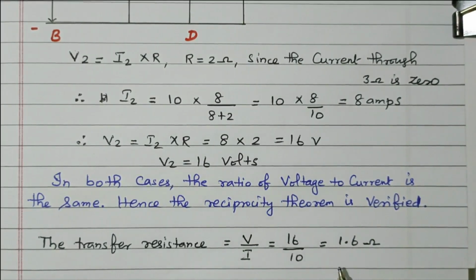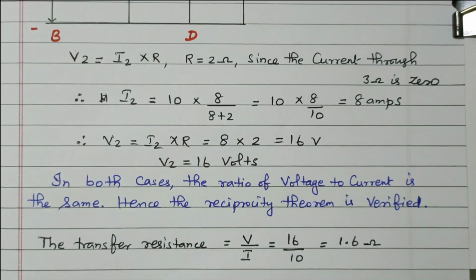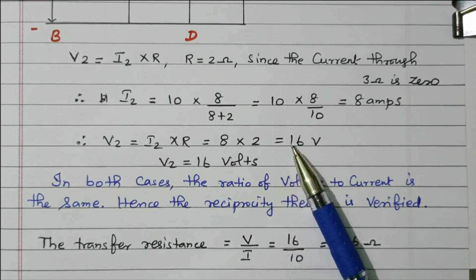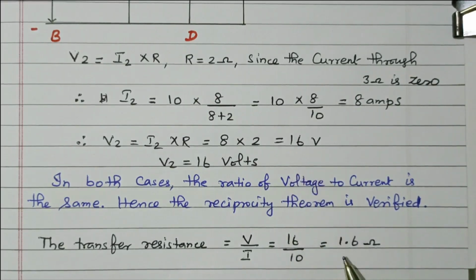So in this problem, we verified the reciprocity theorem and also we calculated the transfer impedance. That is, when the current source in branch 1 is changed to branch 2, the voltage in branch 2 will be reflected in branch 1. That voltage is nothing but 16 volt. From this we calculated the transfer impedance.